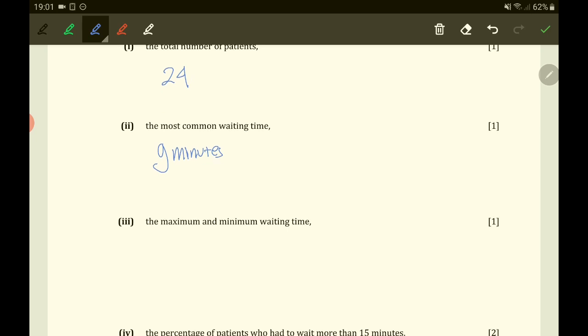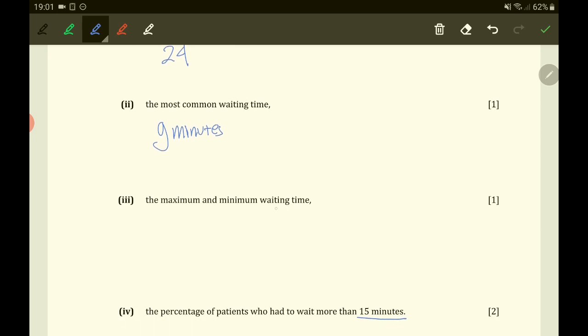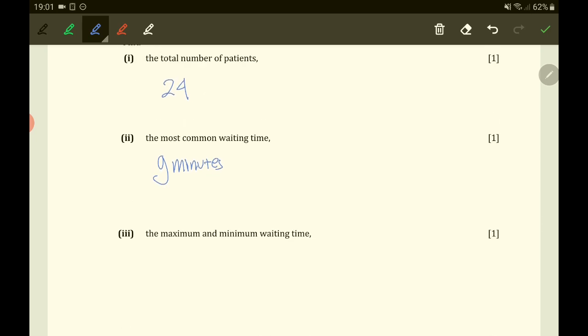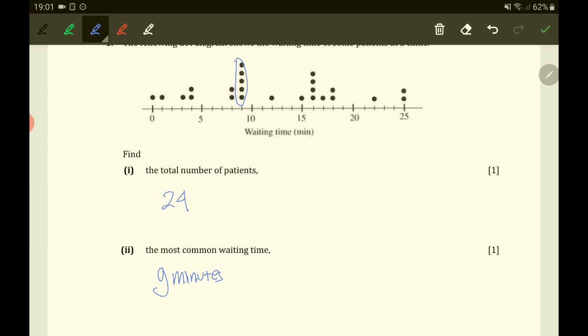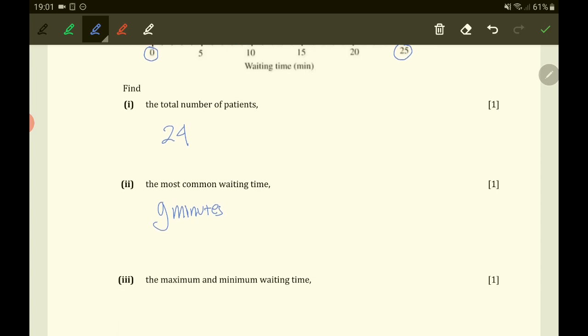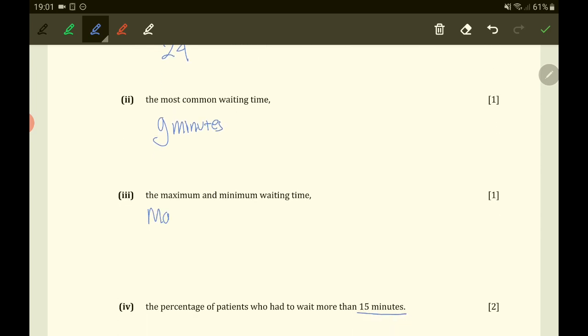Okay, so that's easy. And next is the maximum and minimum waiting time. So when we look at the diagram, the maximum waiting time is 25 minutes. So there are 2 people waiting for 25 minutes. That's the maximum. And the minimum one, there is 1 patient waiting for 0 minutes. So the maximum is 25. Okay. And then the minimum is 0, yeah, in minutes.